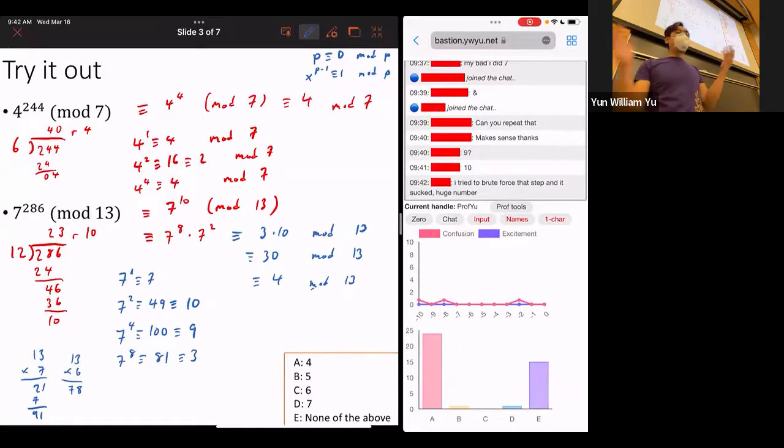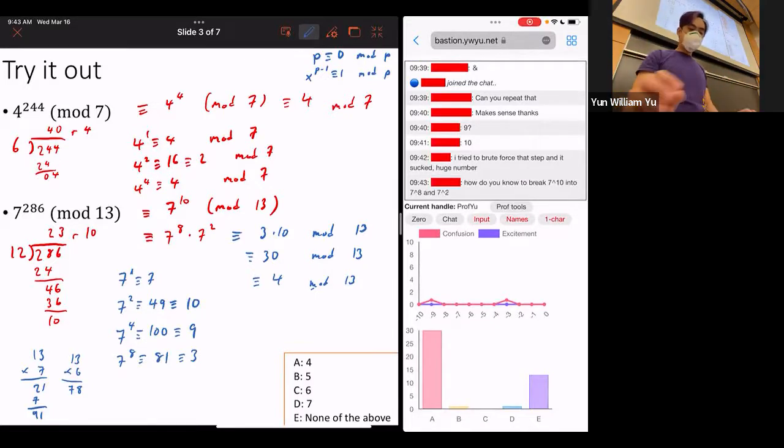Okay, so you still do need to take a reasonably large power, but it won't be as large as it would have been if you had just tried to do the entire method for 7 to the 286. So this is a shortcut when you have really, really big powers, because division is a lot easier than the sort of binary power expansion thing.